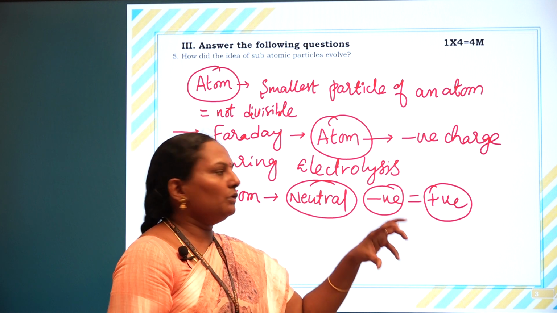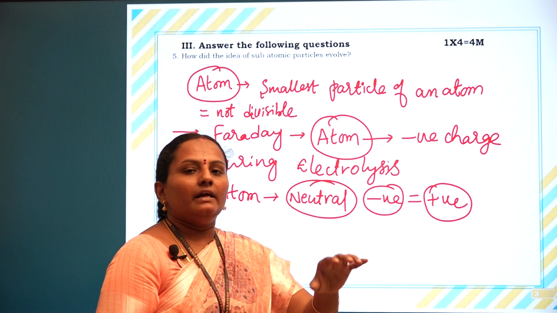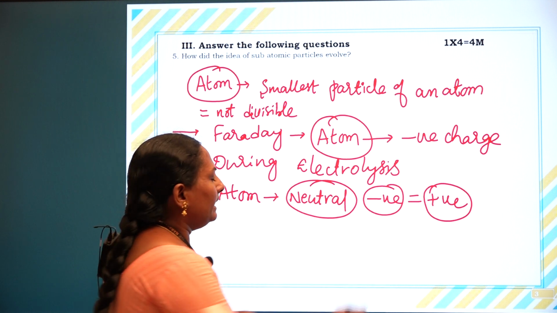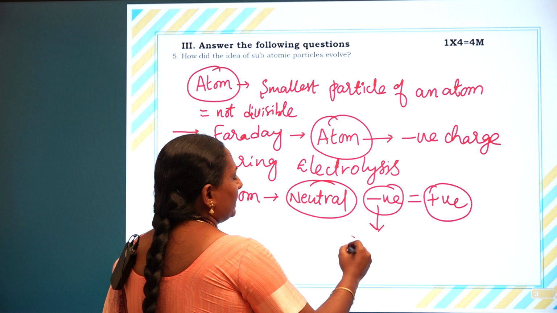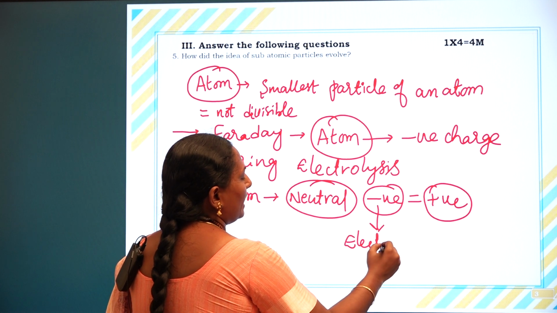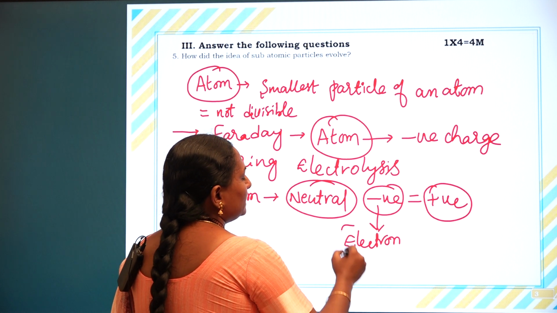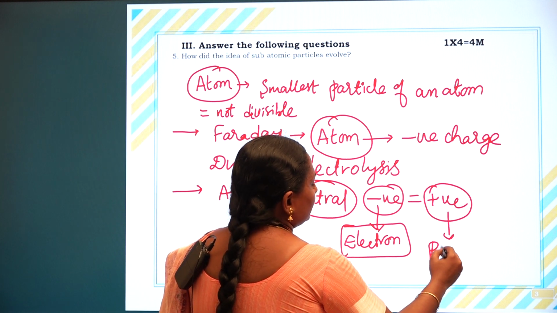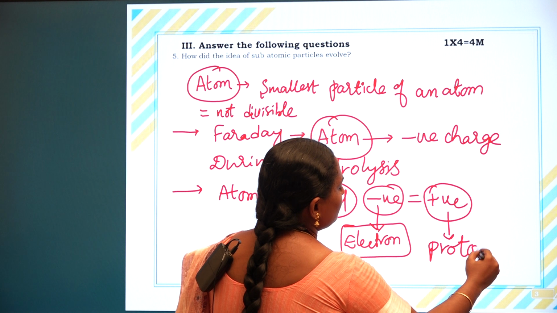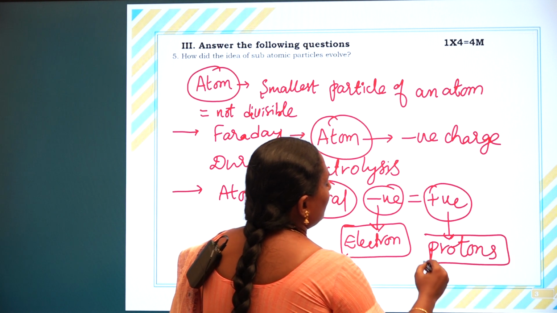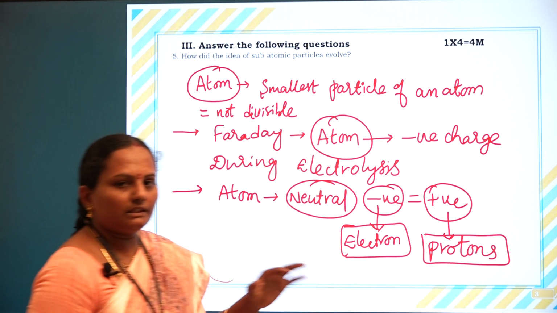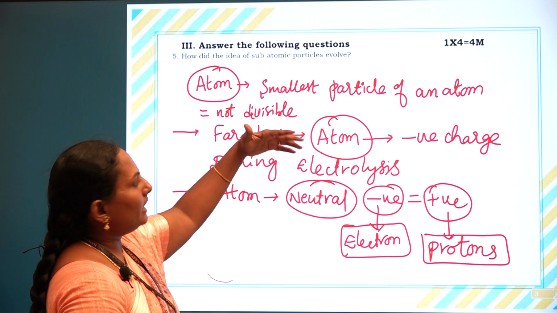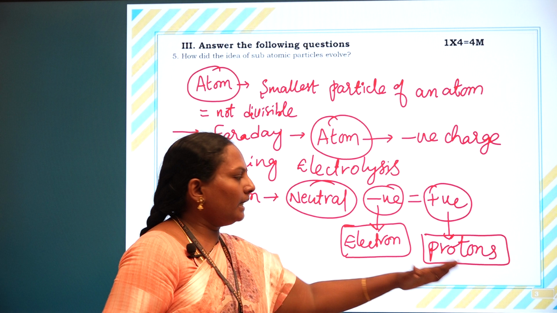Those negatively charged particles, after observing the discharge tube experiment, J.J. Thomson named as electrons. So the idea of the discovery of subatomic particles arose like this. The positively charged particles were named protons after observing the discharge tube experiment. So this is the idea regarding the subatomic particles present in an atom.